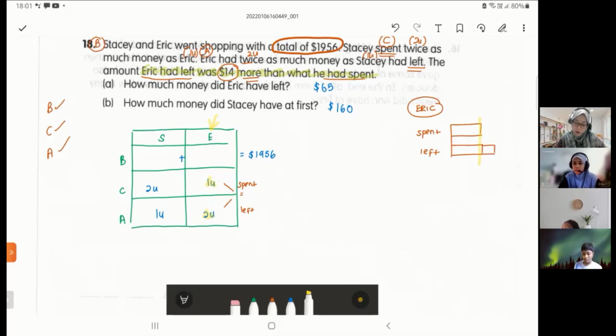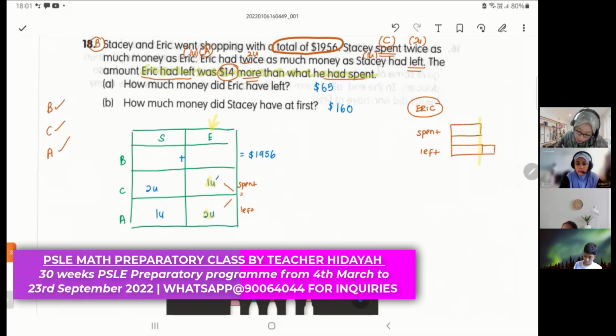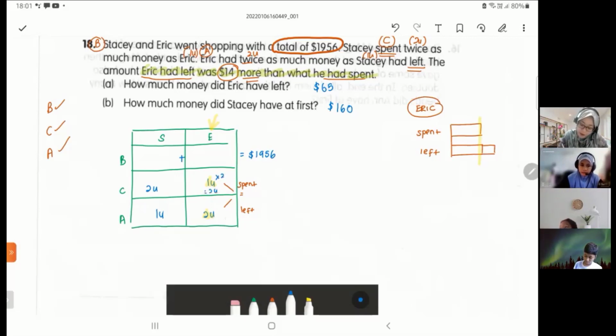You must have equal parts. Then I can compare. If you look at Eric's before, change and after, they are not the same. So you have to make them the same first. Okay? So I times 2 here to make it into 2 units. If I do things here, then for this person, Stacy, will also be affected, right? Here will be 4 units. Understand? Okay, now I know that the comparison between this is $14 more.